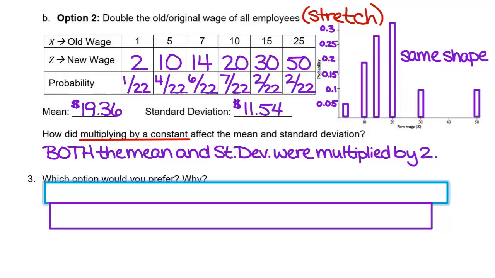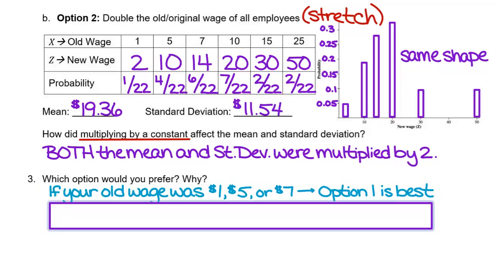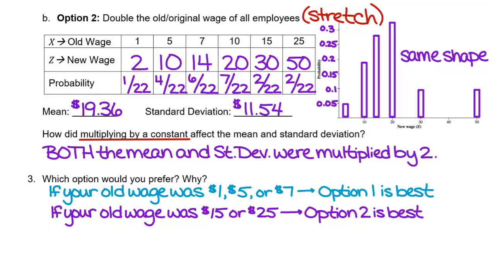Does anybody like option 2 better? Yeah? Why? You were making 25 an hour. So tell me why you like option 2 better. Absolutely. Anybody making 10 yesterday? Do you care which option? Doesn't make any difference. Doubling it, adding 10, same difference.